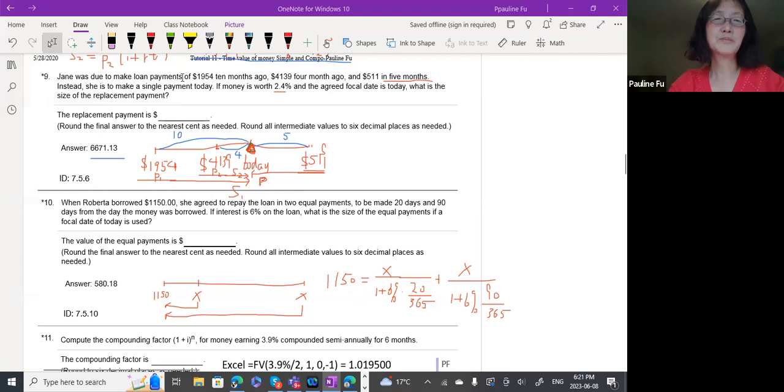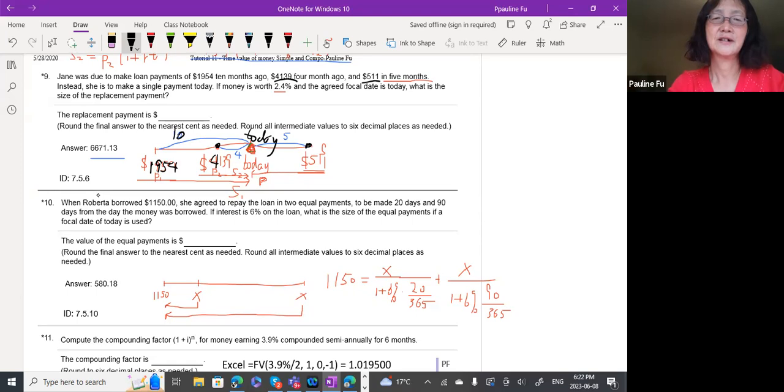Jane was due to make loan payment $1,954 10 months ago. So this is today in this diagram. 10 months ago is on left-hand side of today. So this person was due to make loan payment $1,954. That is 10 months ago. And then $4,139 4 months ago. So at 4 months ago, the person will make payment $4,139.